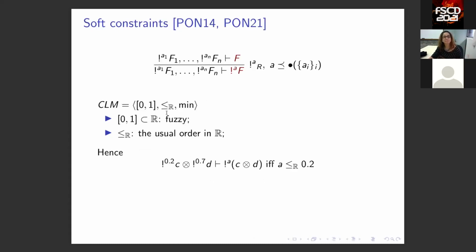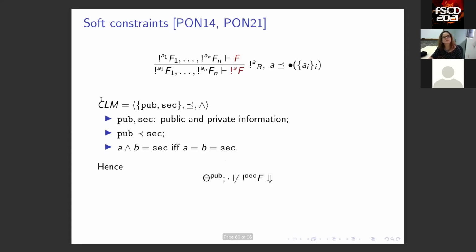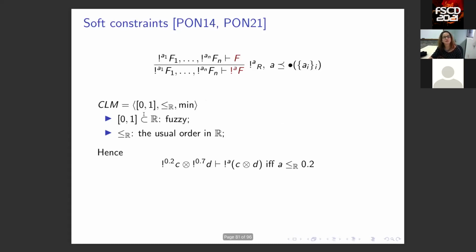Okay, but we can have different instances of CLM. So for example, I can have the interval [0,1], and I can relate them using less or equal in the reals. I mean, the order is less or equal, and I can compare or accumulate them using the minimum of them. Then I'm going to talk about fuzziness or fuzzy information. And so in this way, for example, we can prove using focusing or not in this case, but we use focusing to prove this kind of thing here.